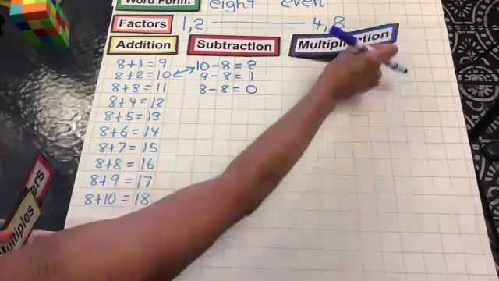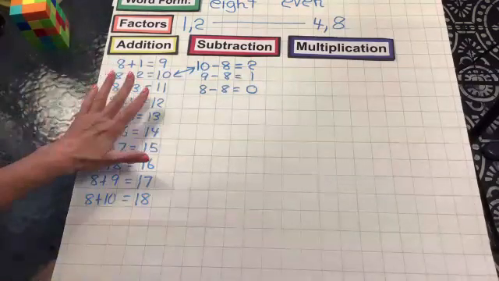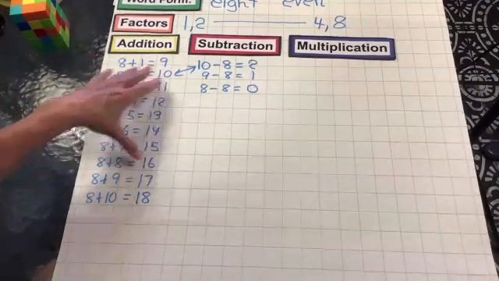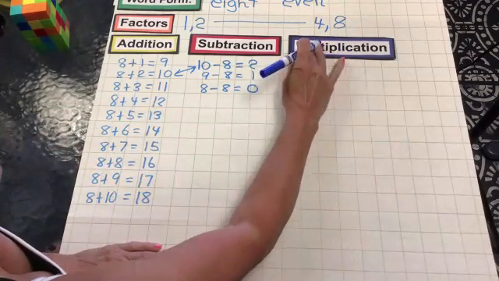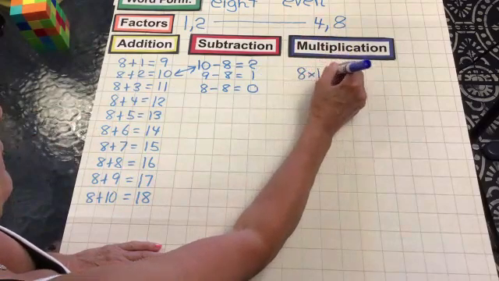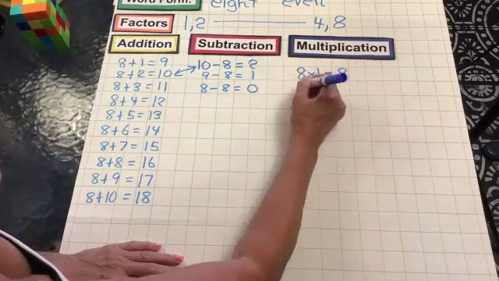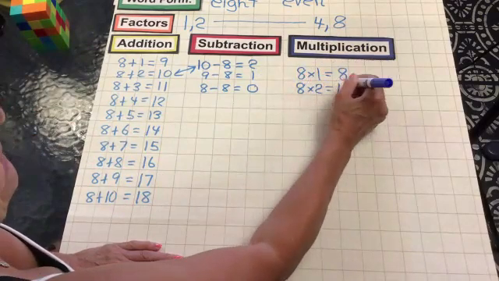All right, multiplication. And again, these are our basic facts as far as addition, subtraction, multiplication. And these are all the ones that we should just know off the top of our head. So this is a good practice to keep remembering these basic facts. So let's go for it. 8 times 1 equals 8. 8 times 2 equals 16.